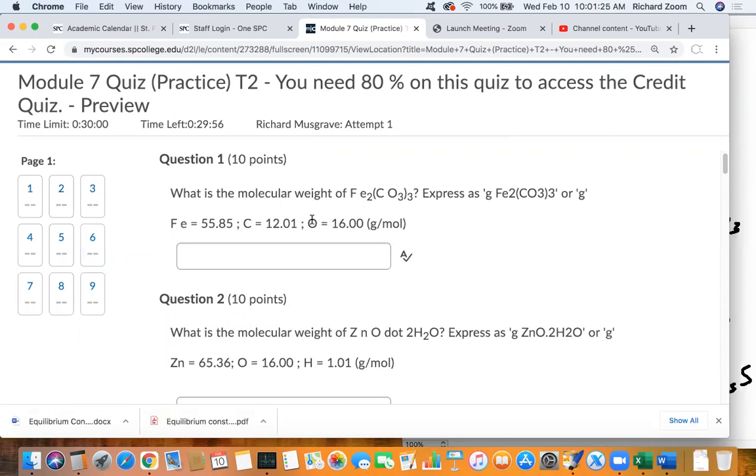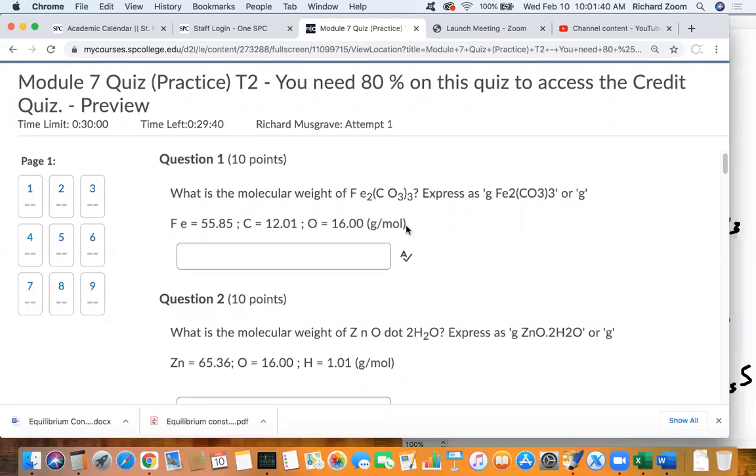This is what I was talking about with the molecular weight. Notice I give you the actual molecular weights here in the question, so you don't have to go hunt them down on the periodic table. And if you use those molecular weights, I think you'll end up getting the correct answer.